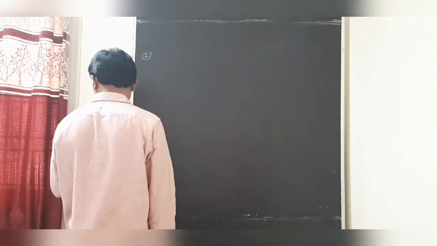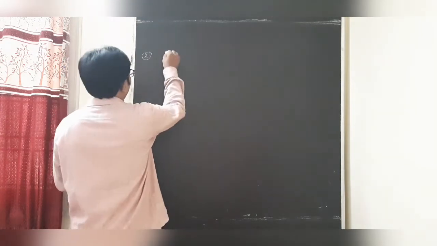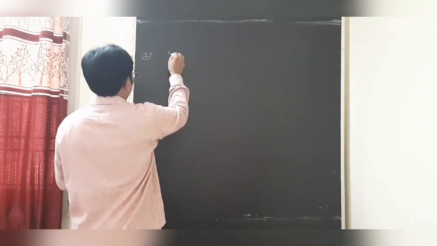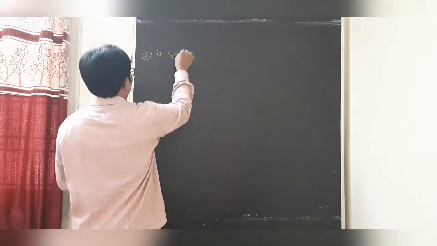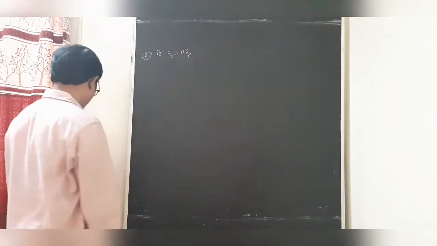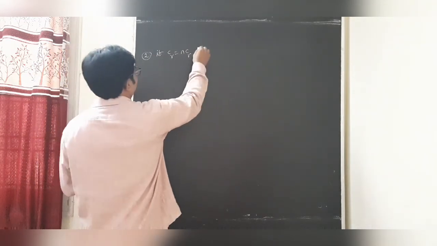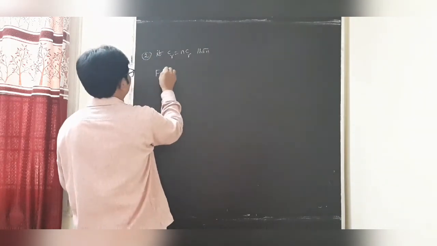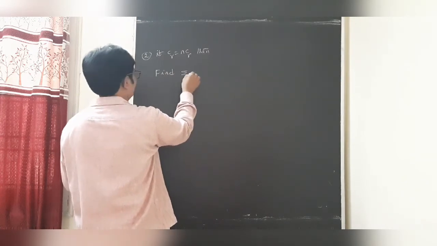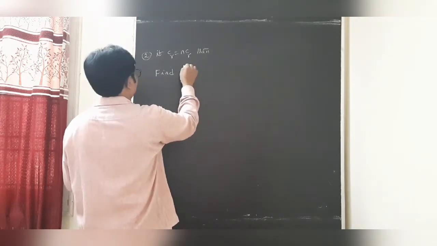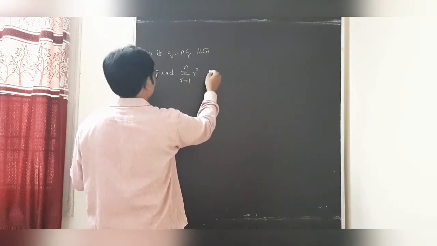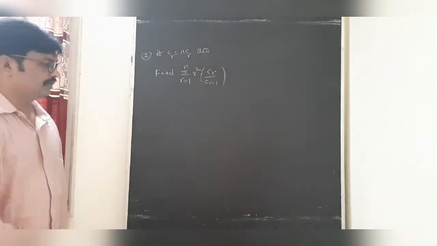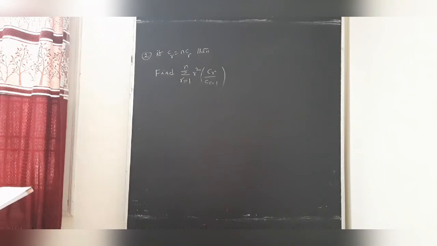Dear students, n is a positive integer and CR is the NCR. Then find the value of sigma r equal to 1 to n, r square CR by CR minus 1.